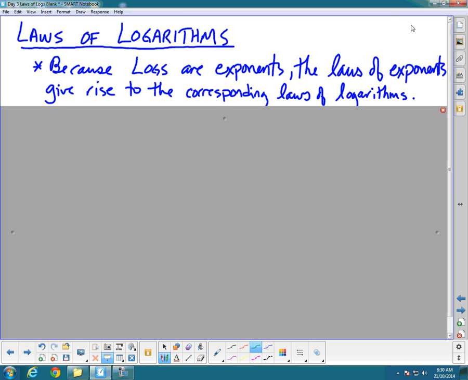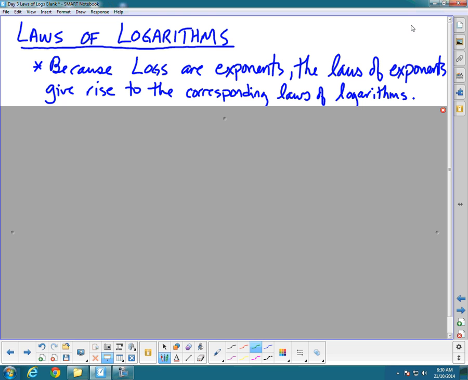So today we're going to look at the laws of logarithms. Yesterday we looked at some of the properties of logarithms, some of the features. Now we're going to look at the laws of logarithms. These are some of the rules that we have in place when using and solving logarithms.